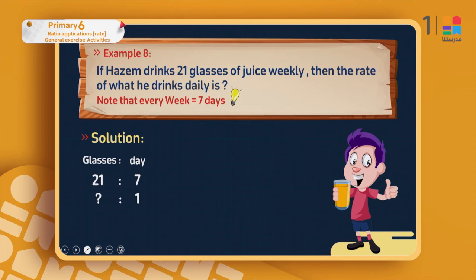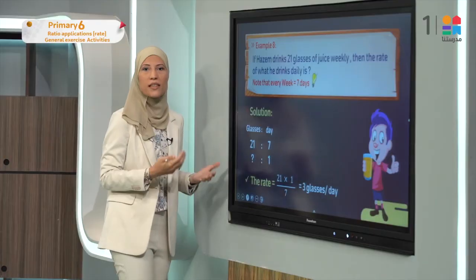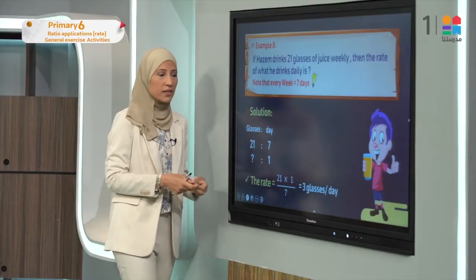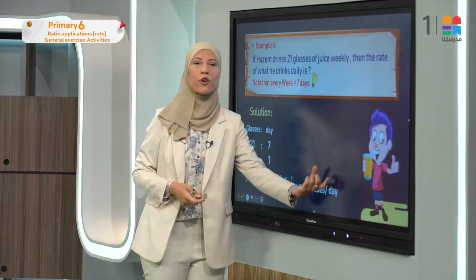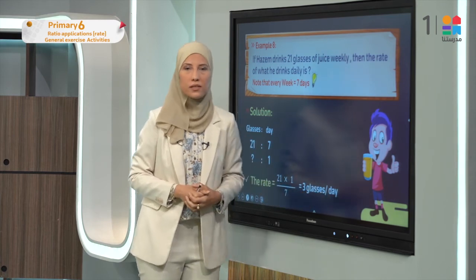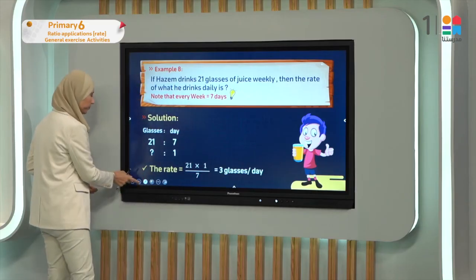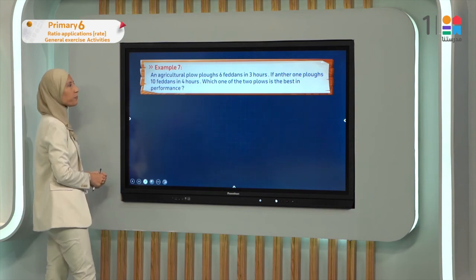Hassan is going to drink how many glasses? So I will make cross multiplication to know the number of glasses. So 21 times 1 divided by 7. So it will be, yes, 3 glasses per day. It means that Hassan drinks 3 glasses in every 1 day. Okay, let's have another example.